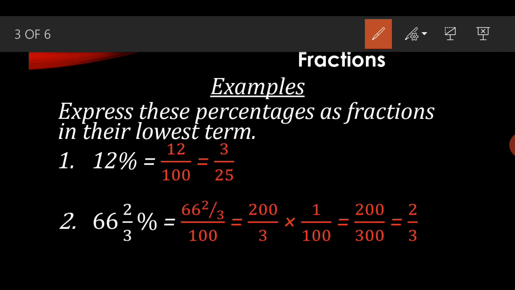Now 200 times 1 gives us 200. 3 times 100 gives us 300. Now divide by 100 here, we get 2, and 100 here gives us 3. So we have 2 over 3 as our answer.